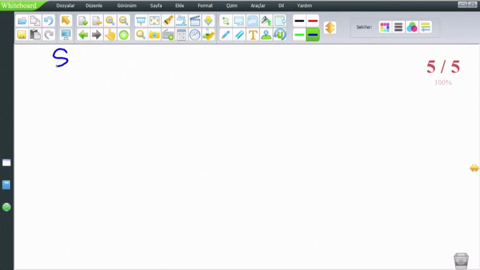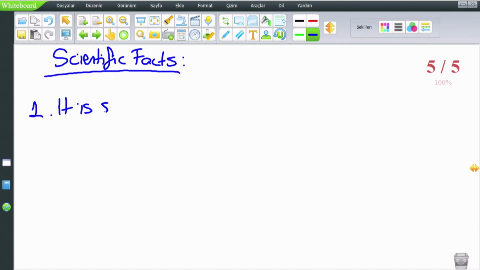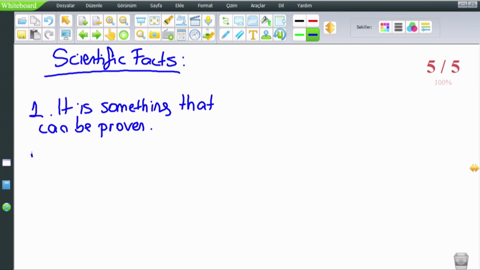Let's talk about scientific facts. Why do we use present simple when we are talking about scientific facts? Because, first of all, it is something that can be proven, and the second thing is it doesn't change.